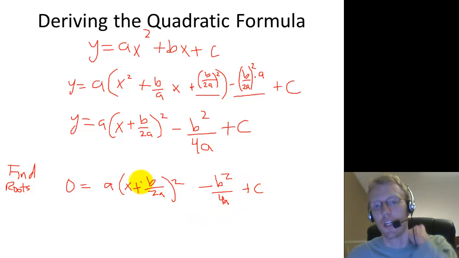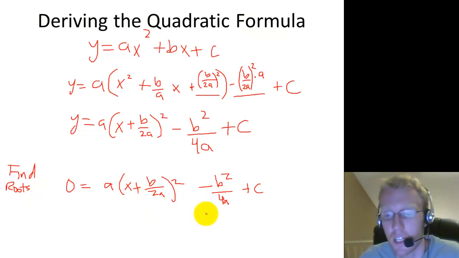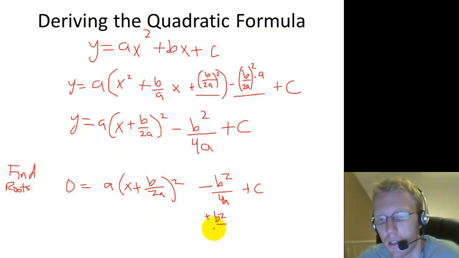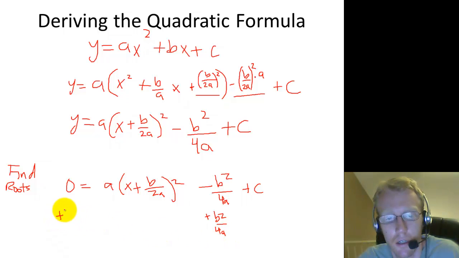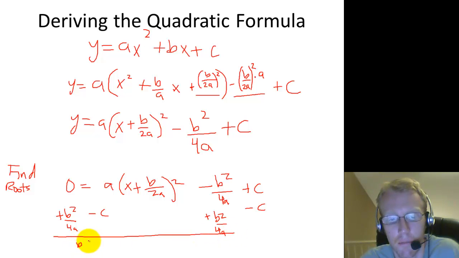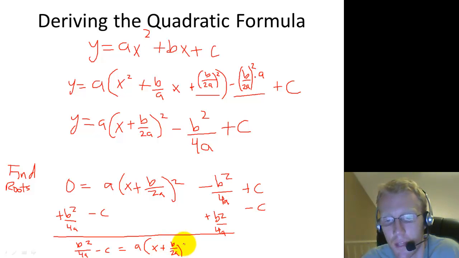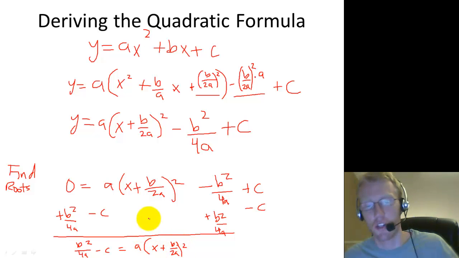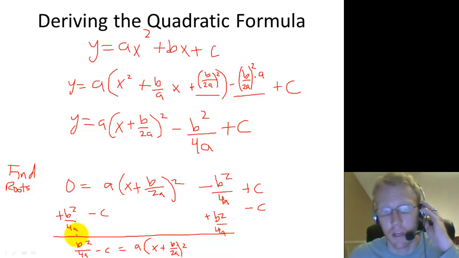Now I'm going to try to solve for x by working backwards. The first thing I need to do is add b squared over 4a to both sides, and I also need to subtract c from both sides. What I get when I've done that is b squared over 4a minus c equals a times x plus b over 2a squared. So maybe take a pause and check that what I've done so far makes sense, and then we'll move on from here.